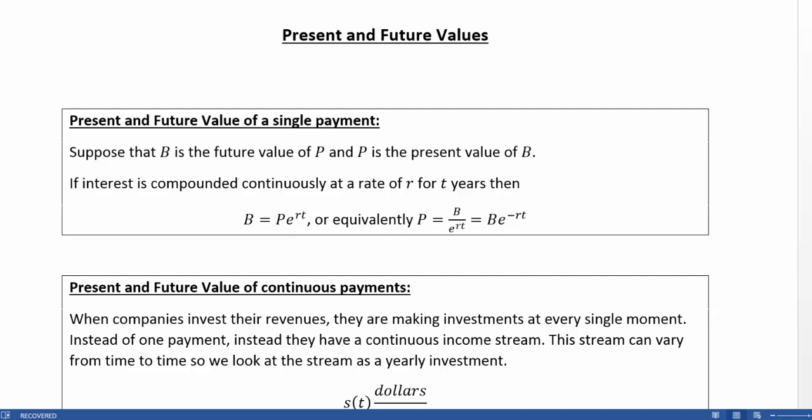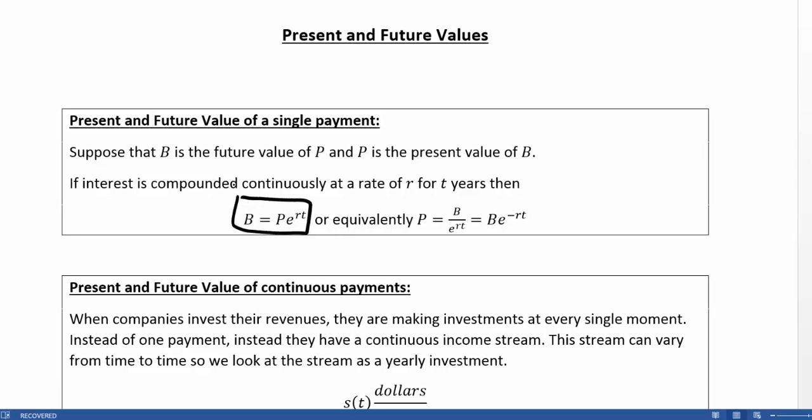Present and future values. So remember that if we're going to look for the present or future value of a single payment that is compounded continuously, we have two equations that we use to model this scenario. Future value can be found by doing Pe^(rt).